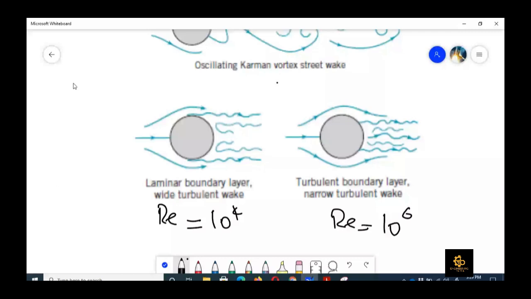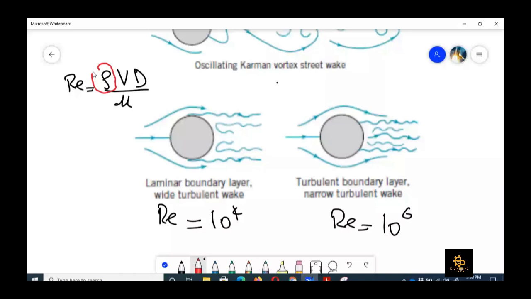So let us see, if we write the formula for that, rho V d upon mu. Can you see any fluid property there, Umair? Density and viscosity. Yes. So it is density and viscosity. They are fluid properties. Right.